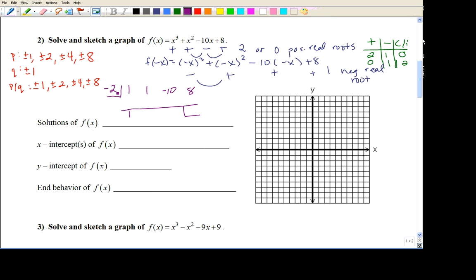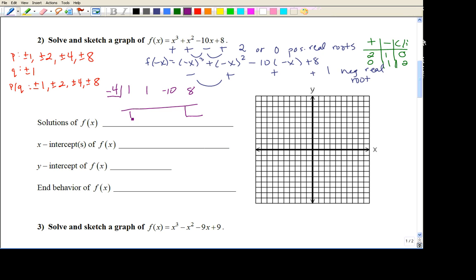So I'll bring down the first term, multiply it, and add, multiply, add, multiply, add. Again, that does not add up to 0. So we'll try the next negative number, which will be negative 4.